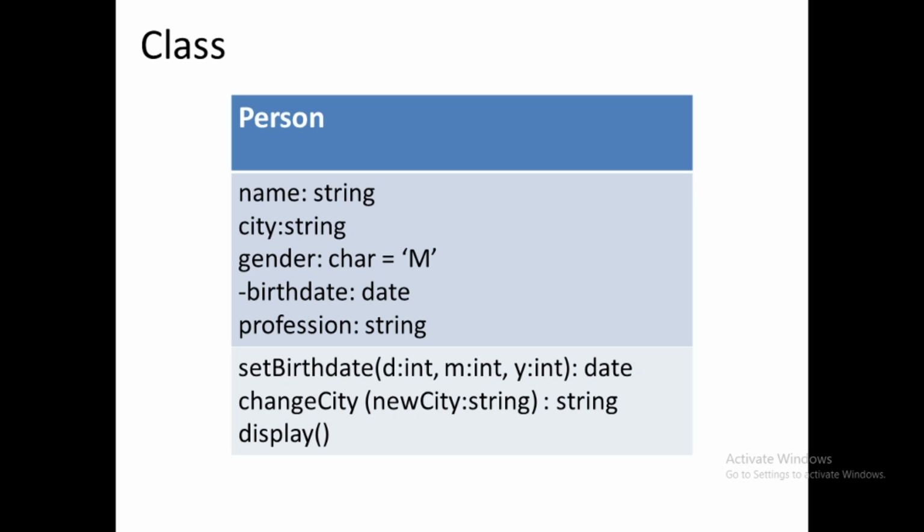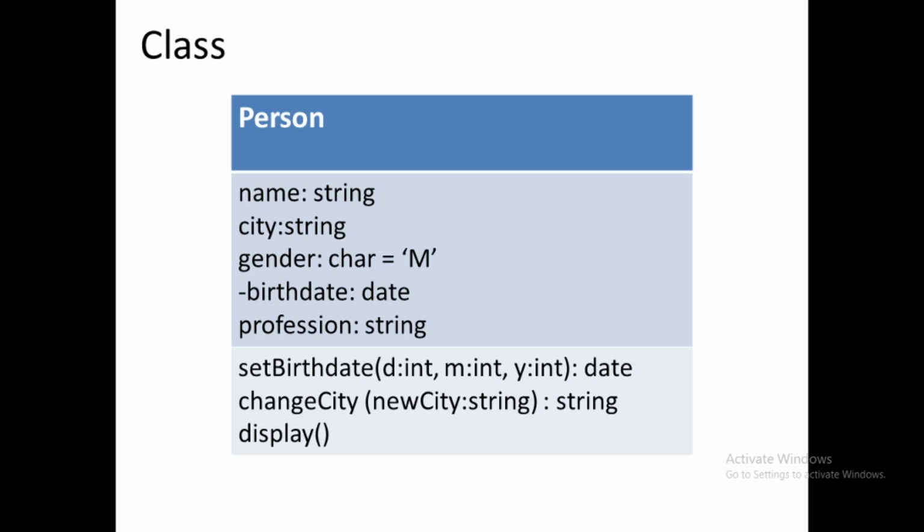Then dash birth date colon date. It means here the name of the attribute is birth date, and then the data type is date. It means we can store date here, and you can see in front of birth date minus sign is given. This is known as visibility. So we will see ahead what is visibility here. Same way profession colon string.